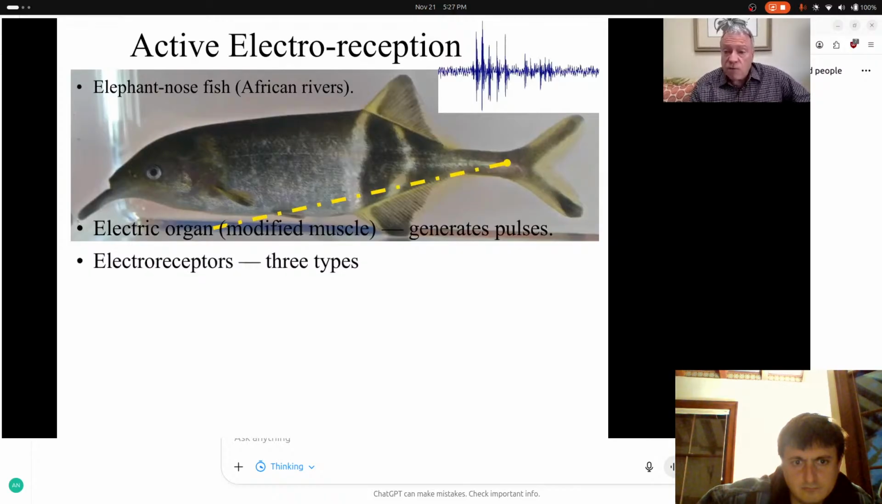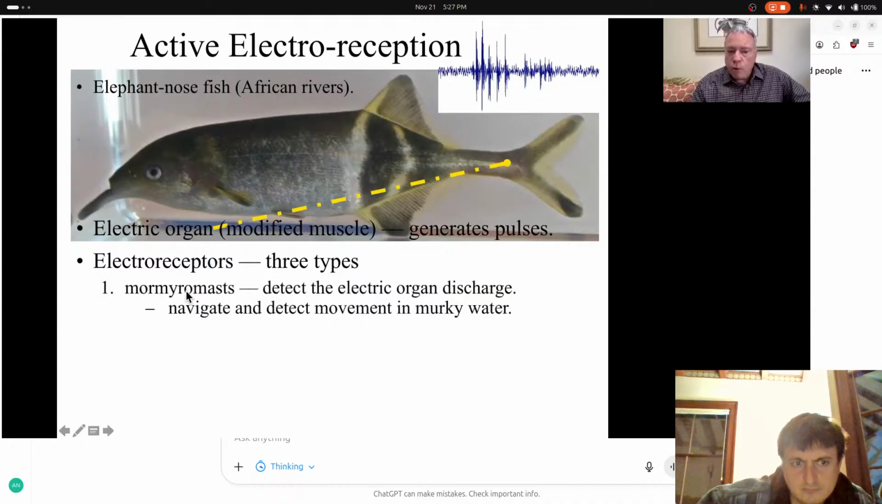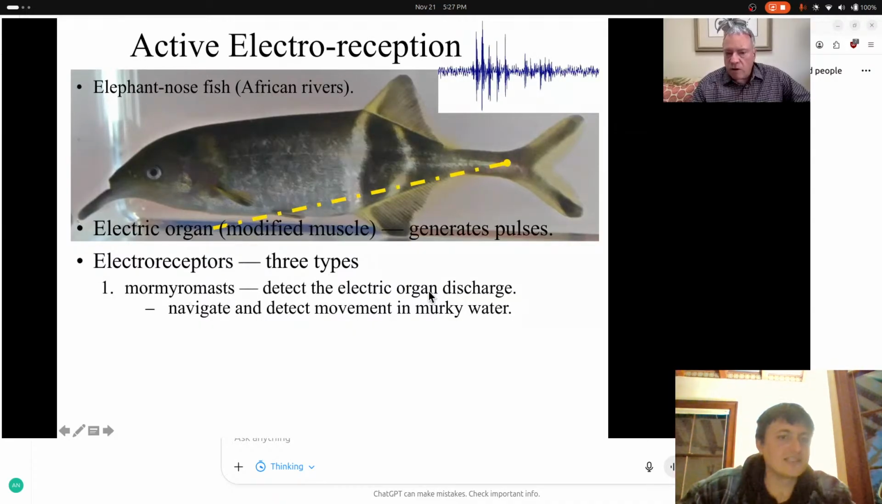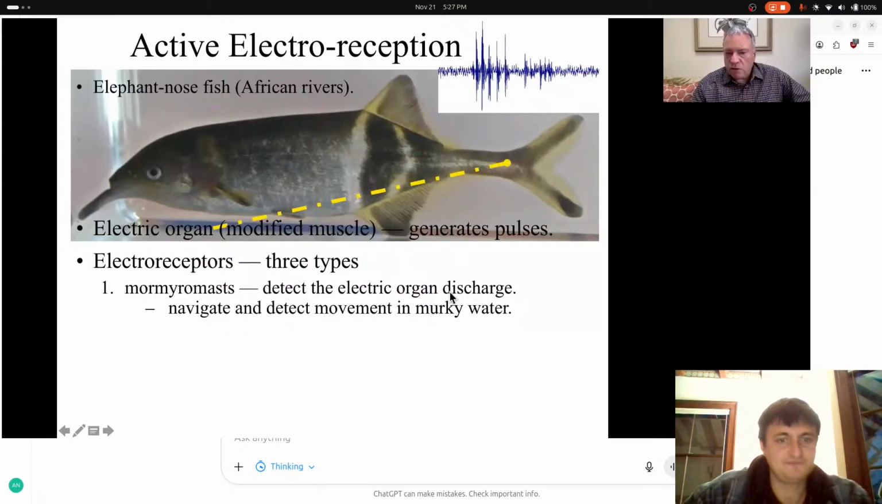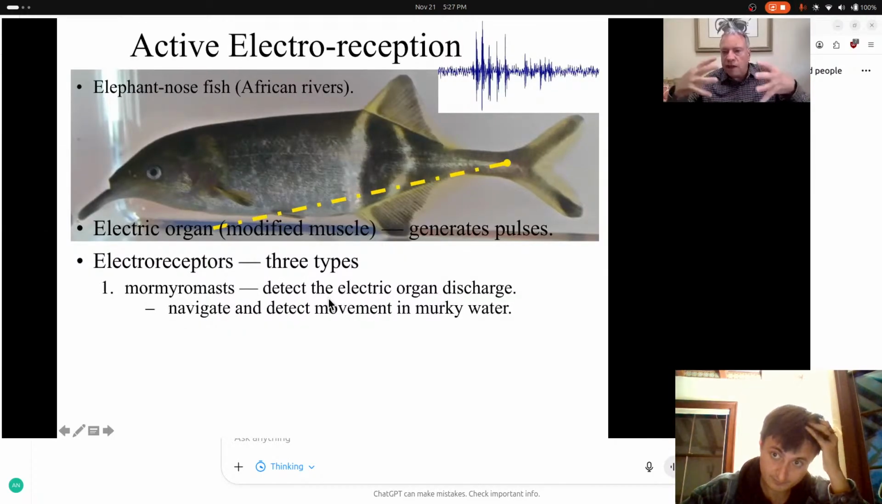Then it's got actually 3 different types of receptor cells that respond to electricity. The mormyromasts detect electric organ discharge. That's another one of those amazing words like glomerulus. Mormyromasts. So here they're creating an electric field and now are navigating by distortions in that electric field around them.